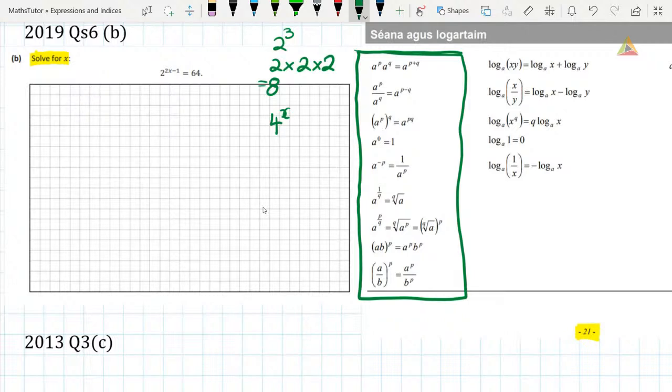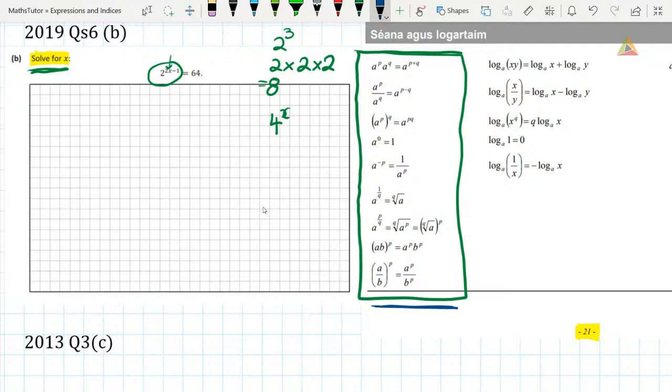So we have a couple of questions here that we're going to look at. The first one is 2019, question 6, part B from paper 1. I've just highlighted what it's asking me to do: solve for x. So I know that when I want to solve for x, my last line should be x is equal to a number. When I look at this sum, the x is up here in the power, 2 to the power of 2x minus 1. And when I see it up there, that's my clue that I'm going to need to use page 21 of my tables, as I might need some of these formulas.